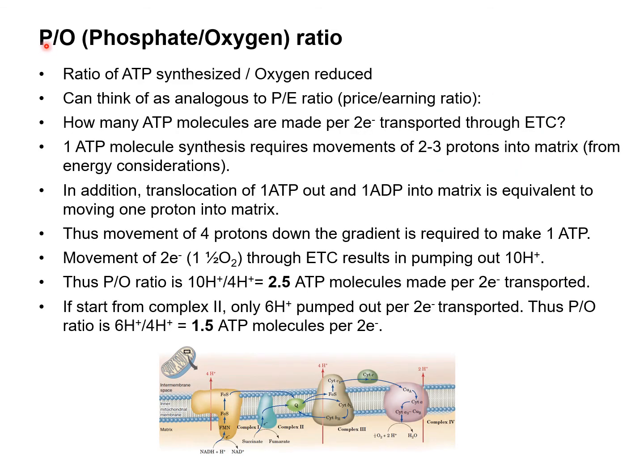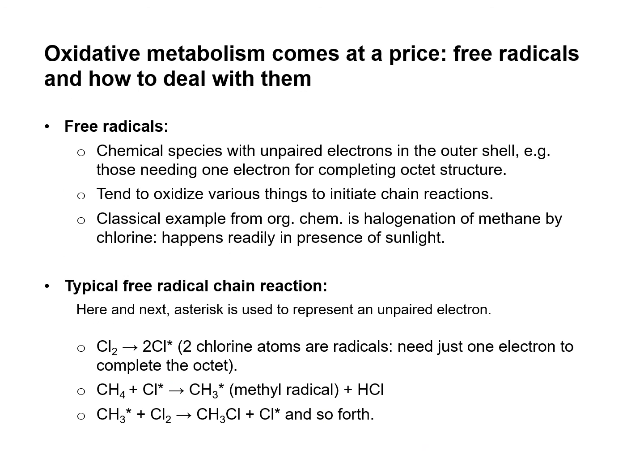And the P/O ratio, or the phosphate to oxygen ratio, is very useful in a way that we can estimate the number of ATP molecules that are generated from the electrons that went through the electron transport chain. And lastly, we talked about free radicals, which are a sort of byproduct of oxidative metabolism, and also talked about some enzymes such as SOD, the superoxide dismutase, that can reduce such toxic free radicals.